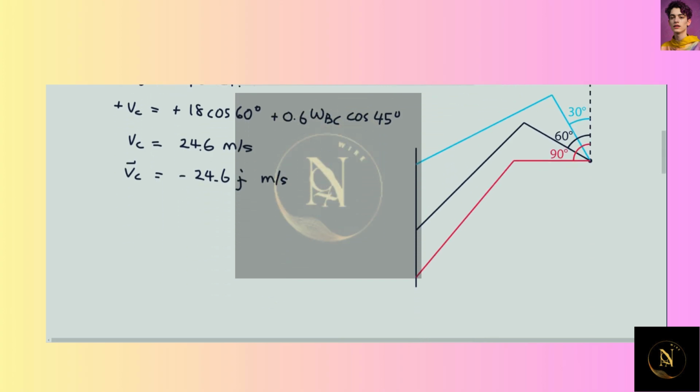Okay, then this is the general plane motion for the whole situation. So the blue line is when the angle is 30 degrees, the black line is when theta is 60 degrees, and the red line is when theta is 90 degrees. So just to recall, the vC is 24.6 meters per second, and that's all for this question.